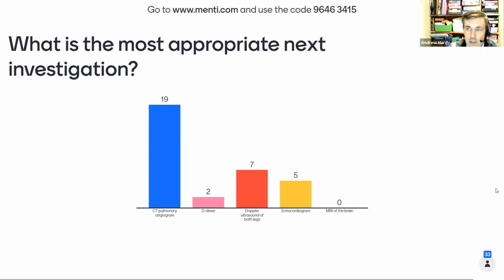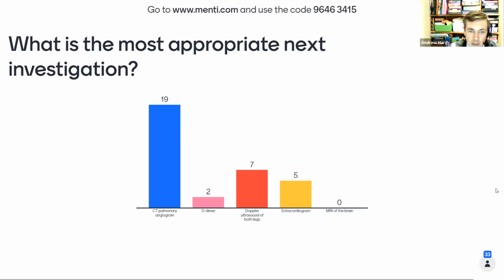Echo, we wouldn't generally do as a first line investigation for PE. The reason you would do the echo is to assess for right ventricular dysfunction, because that may change your initial management. But even though it's a non-invasive test and doesn't involve any radiation, we wouldn't use it in the initial diagnosis. I think they put that in because there's this history of collapse and tachycardia, pointing you towards PE and how you'd investigate it.